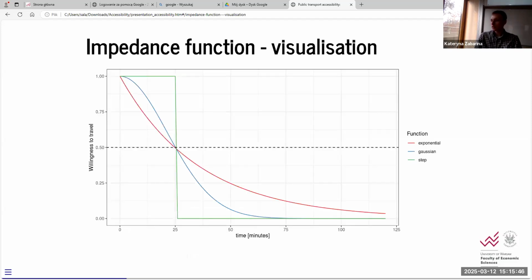So we can see that if we take the step function, in fact, what we get is the cumulative accessibility measure, so in this example, how many opportunities are within the reach of 25 minutes.